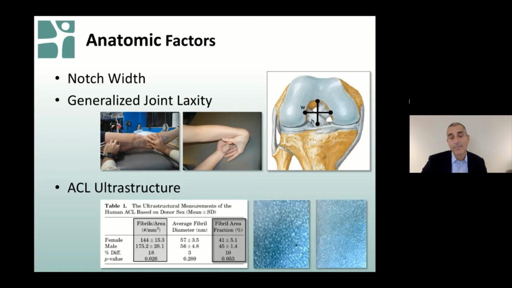What's also important is the microscopic architecture of the ACL. When you look under a microscope, there actually are differences between ACL ligaments among young men and young women. Young men tend to have more ACL fibrils per surface area, and these fibrils tend to be larger than their female counterparts. And this also may help to explain at least some of the differences between young men and young women.